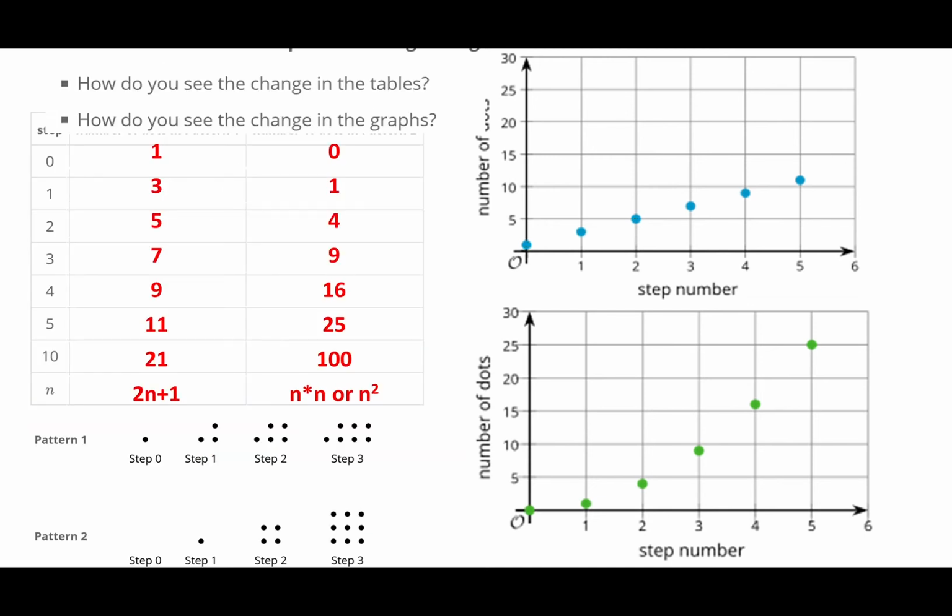So already we've seen linear functions like the one in pattern 1, and we've seen patterns that grow in a curve. Last unit we saw our exponential functions where we had a number to the power of our variable. Take a look at what's different here in pattern 2, and how do you see the change in the tables and in the graphs?